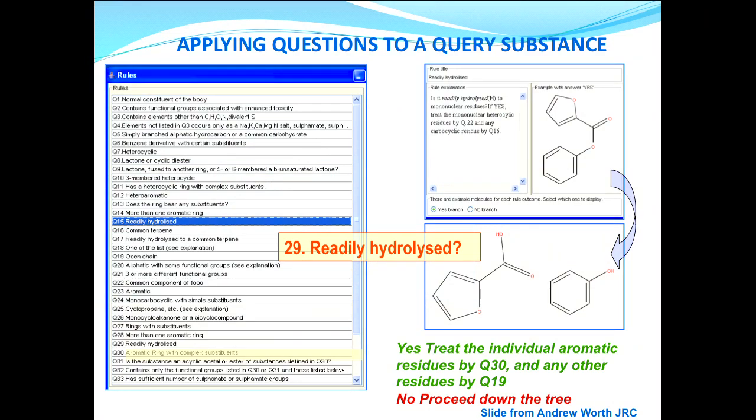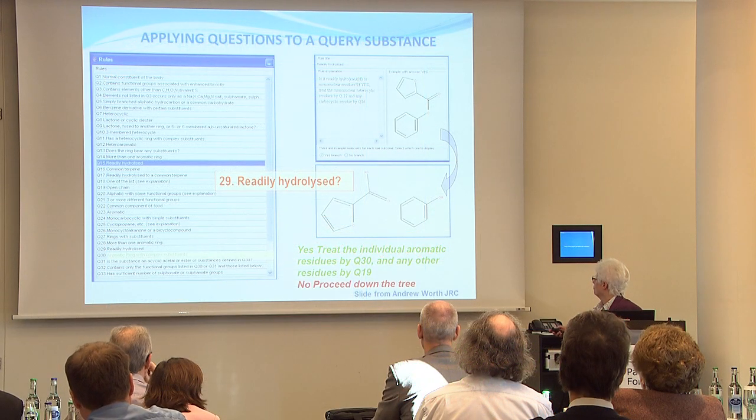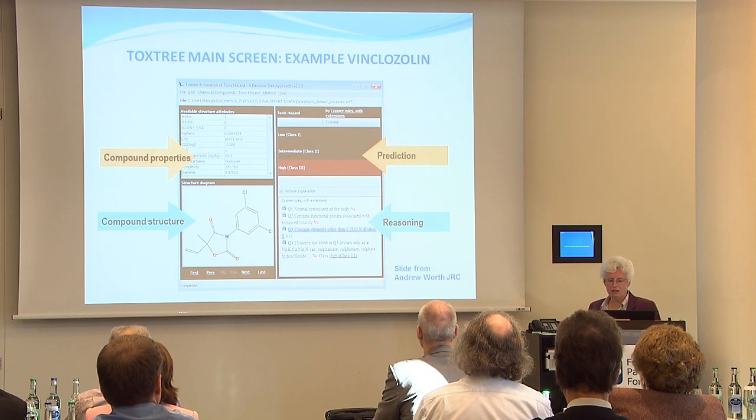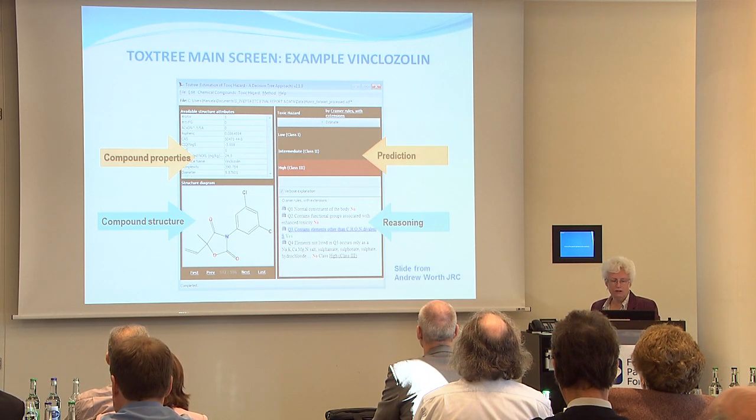So we have quite a complex substance here, but in fact it's hydrolyzed. So you would then treat each of these separately in order to classify each one for its Cramer classification. So it does cope with hydrolyzed substances. And this is just to give you an idea of what else you can find on ToxTree.